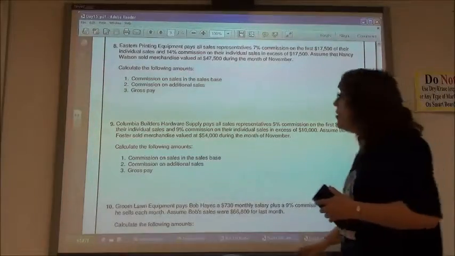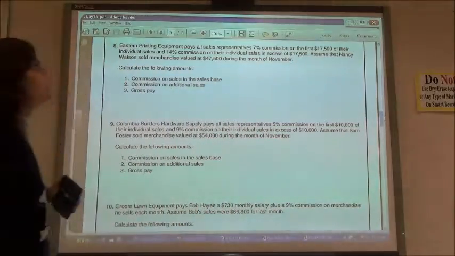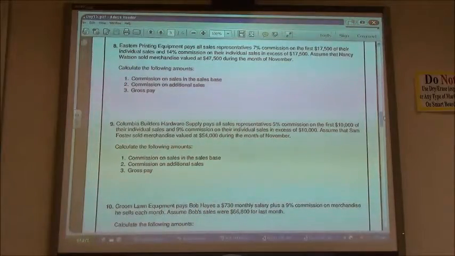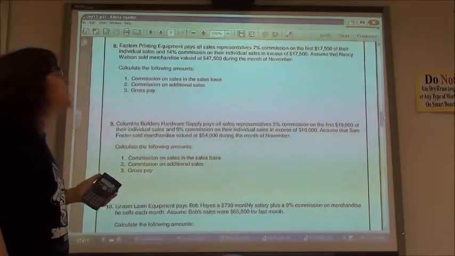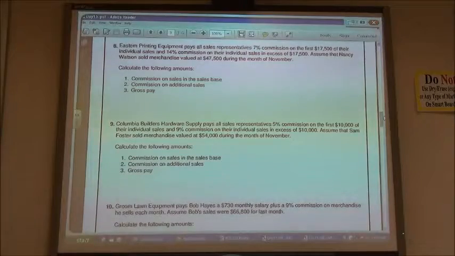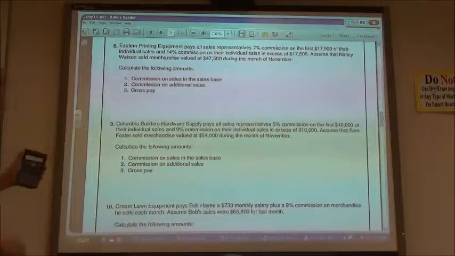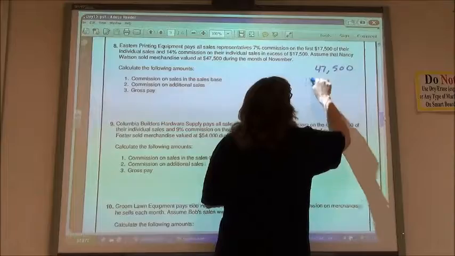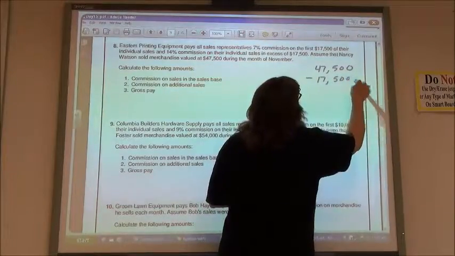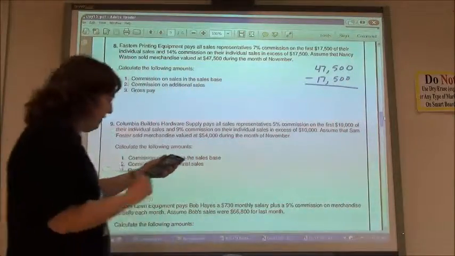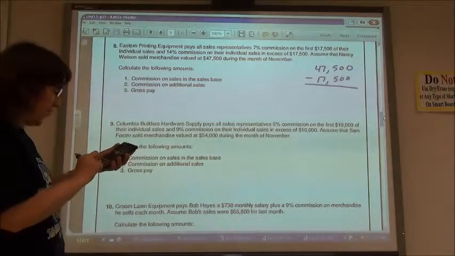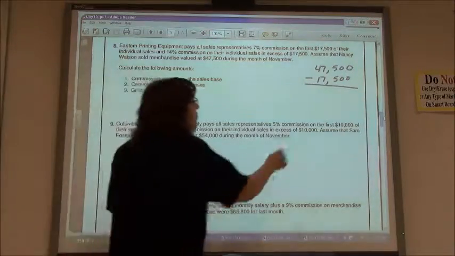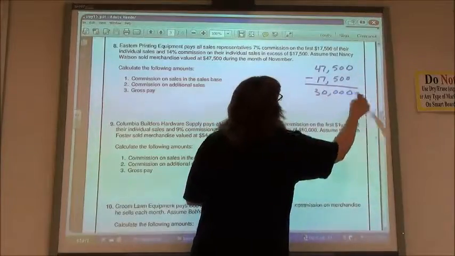Number 8, Eastern Printing Equipment pays all sales representatives 7% commission on the first $17,500 and 14% commission on the individual sales in excess of $17,500. Assume that Nancy sold merchandise valued at $47,500, which again is above that first base. So I want to take the $47,500 and subtract off the first part, $17,500, to see how much excess I have. So $47,500 minus $17,500 would be $30,000 over.